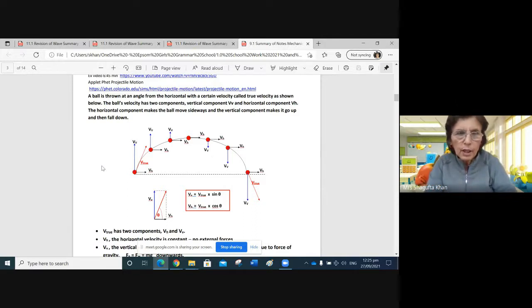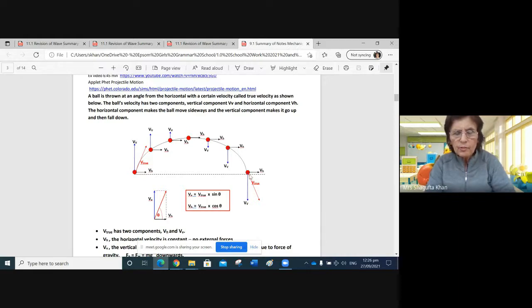constant. However, if you look at the vertical velocity, it decreases on the way up and then increases on the way down. The reason is, on the way up, gravity is acting against the motion. And on the way down, gravity is acting in the same direction, so vertical velocity increases.